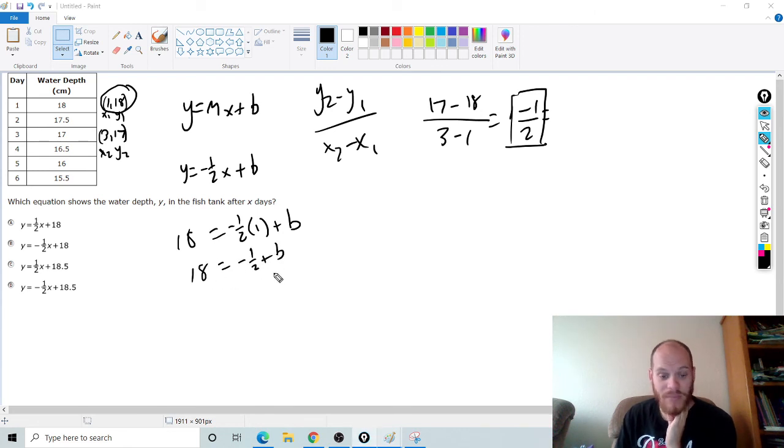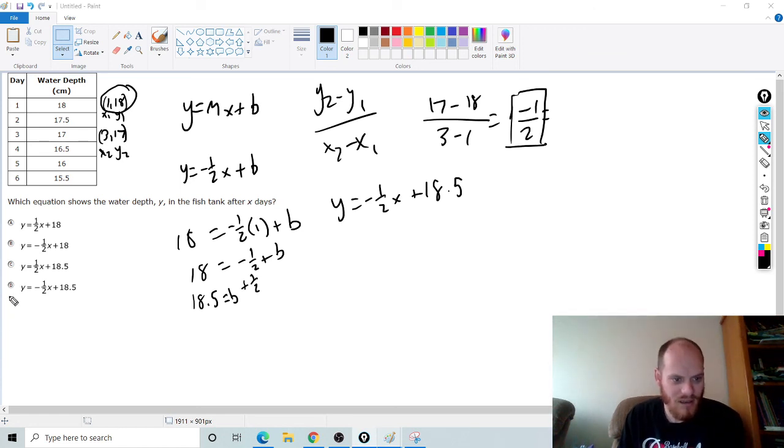I need to solve for b. So I'm going to get it all by itself. I'm going to get rid of this by adding 1/2. So this becomes 18 and 1/2, or 18.5, is equal to b. So I just plug that back in. y equals negative 1/2 x plus 18.5. Bam, which one is it? Well, it's got to be D.